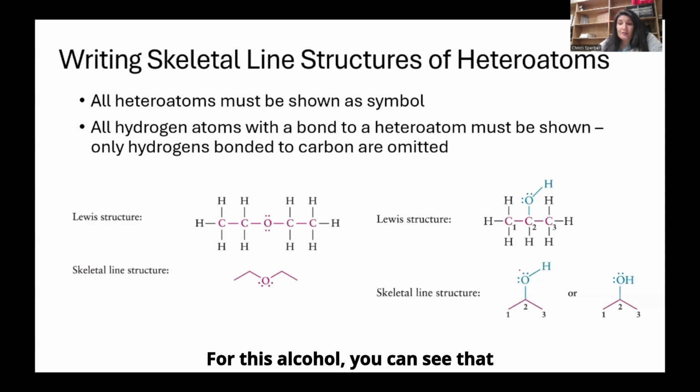For this alcohol, you can see that for the skeletal line structure, we have the bond to the oxygen, and we have to show the oxygen. And then there's a hydrogen bonded to this oxygen, and we have to show that hydrogen as well. You can either show it as a bond, so oxygen bonded to hydrogen, or just write it as OH next to each other without the line in between.